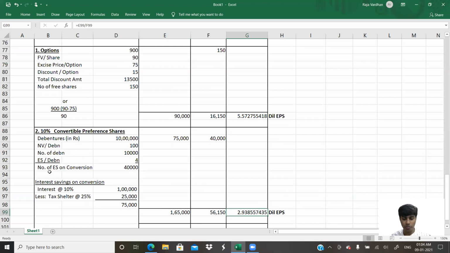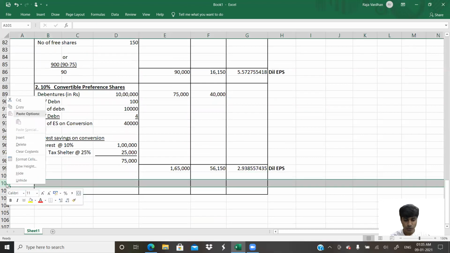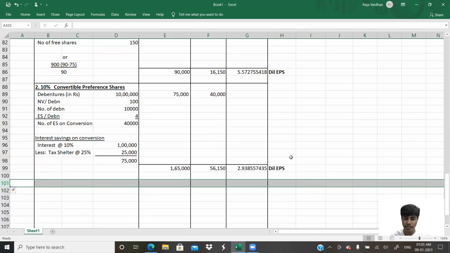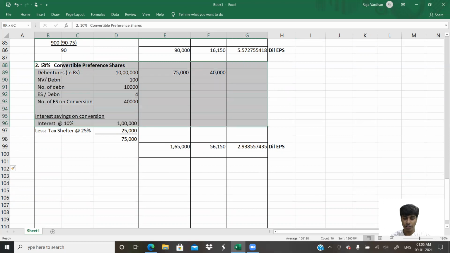So these potential preference shares, what I just mentioned, are dilutive in nature. So whenever they are dilutive in nature, they'll be considered in computation of diluted EPS. If in case they were anti-dilutive in nature, then we wouldn't have considered it in computation of diluted EPS.